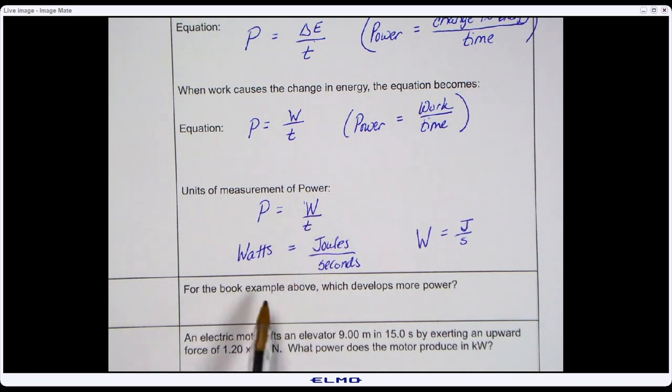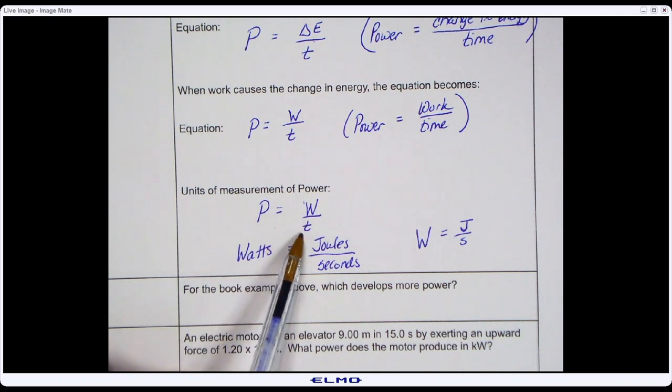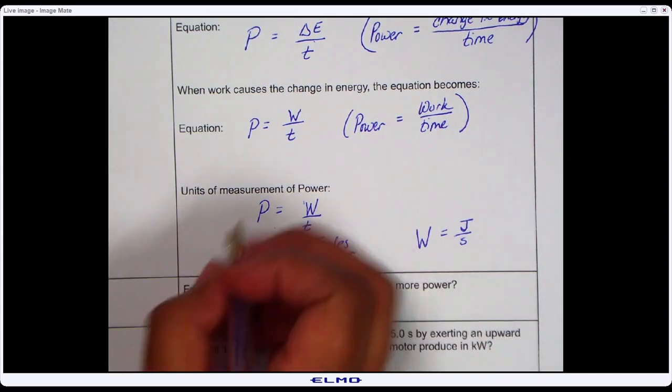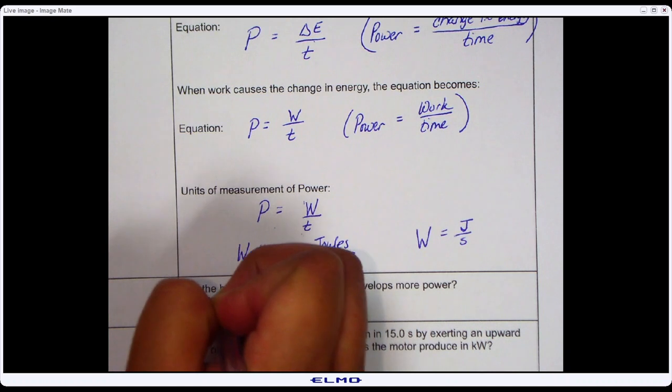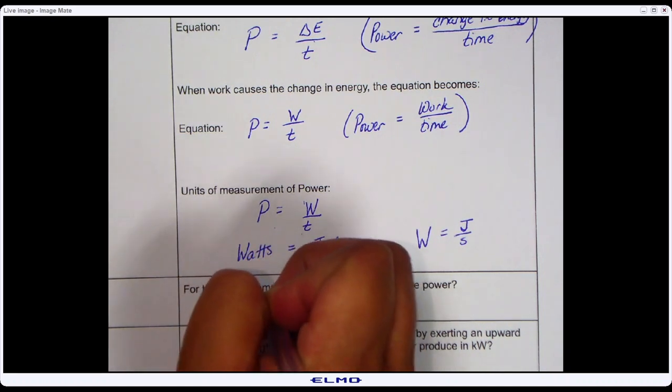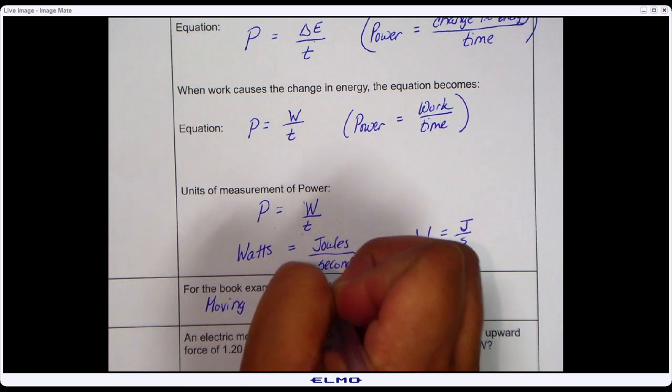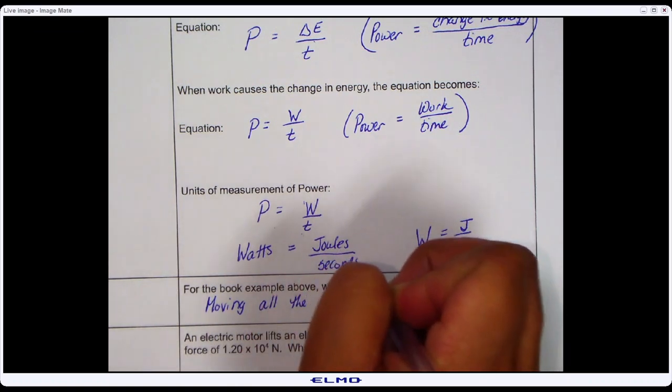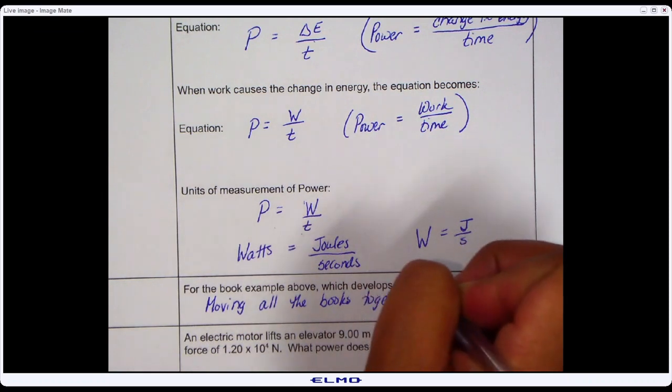So for the book example above, which develops more power? Which one is going to have a bigger power measurement? When we move all the books together, or when we move them individually? All the books together, because when you do it all at once, it takes less time. If you're doing them individually, it takes more time, so that means less power. So moving all the books together, because it requires less time.